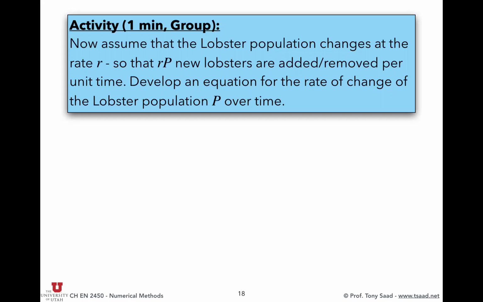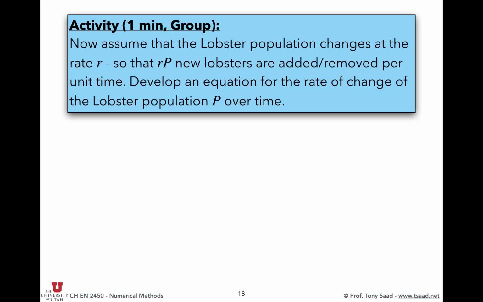So I was thinking it would be P naught times R times P, and R would be the birth minus the death rate. So what is your differential equation? Let's see. So dP by dt equals P naught times R times P. Okay, so you're almost there, but you don't need to include the P naught.